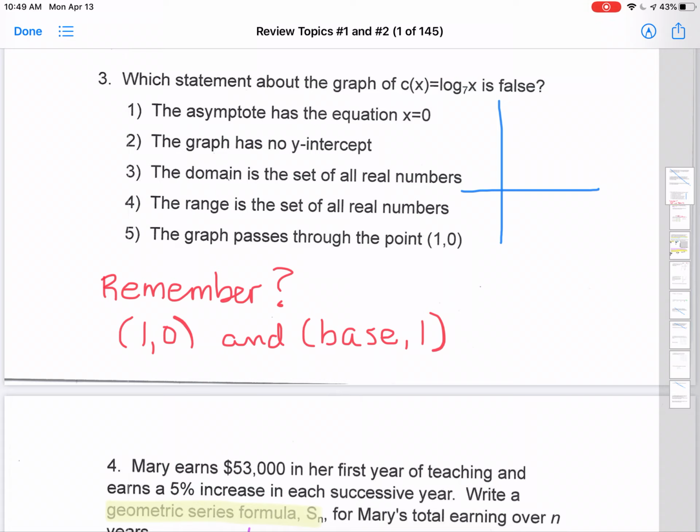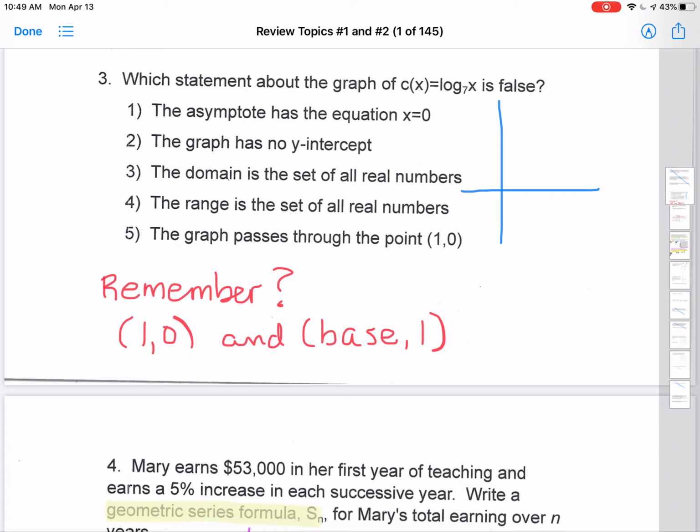So our base is 7. So we know this is going to pass through 7, 1. So 1, 2, 3, 4, 5, 6, 7. So 7, 1. And remember, we have a vertical asymptote at x equals 0. And there we go. All right, so we make a little sketch, and now we can go ahead and figure out which one of these is false.